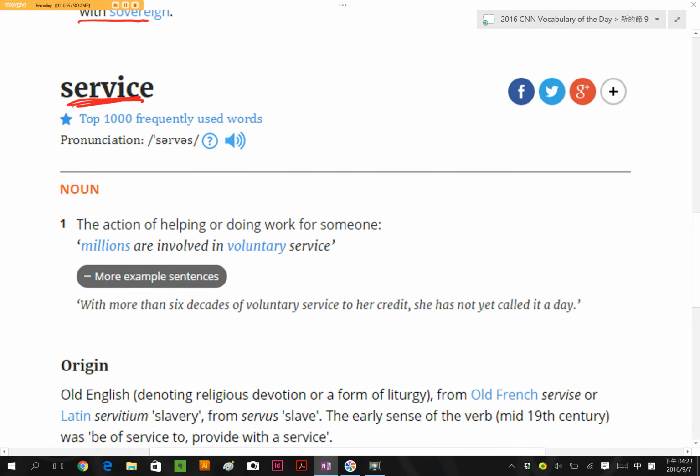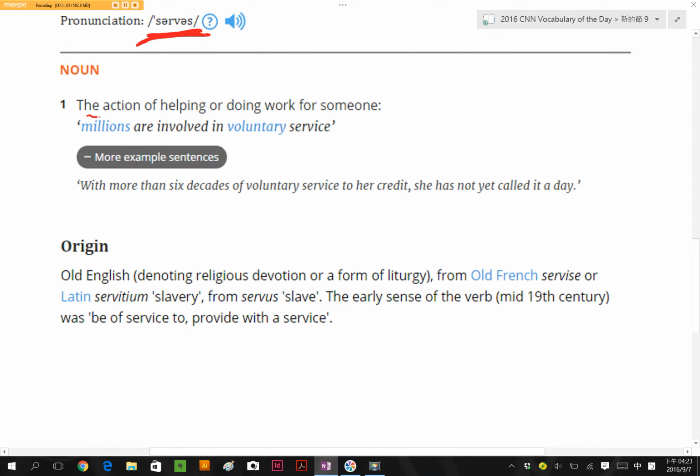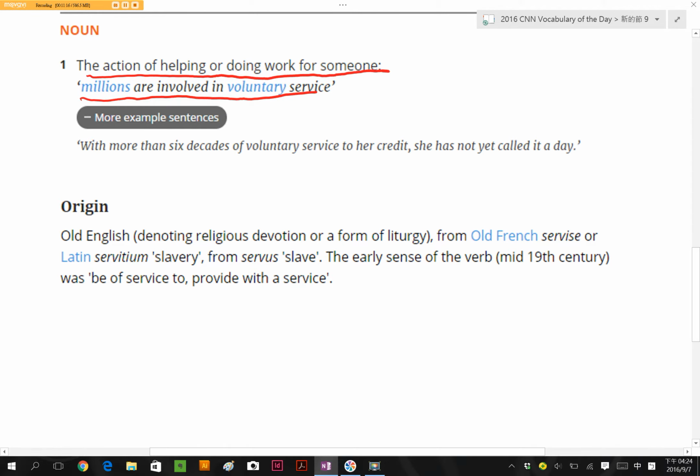And the second vocabulary word, service. Noun: the action of helping or doing work for someone. Millions are involved in voluntary service. More example sentences: With more than six decades of voluntary service to her credit, she has not yet called it a day.